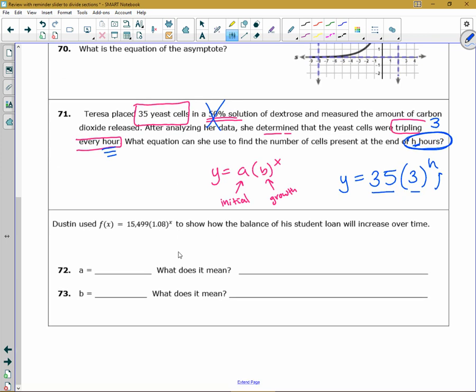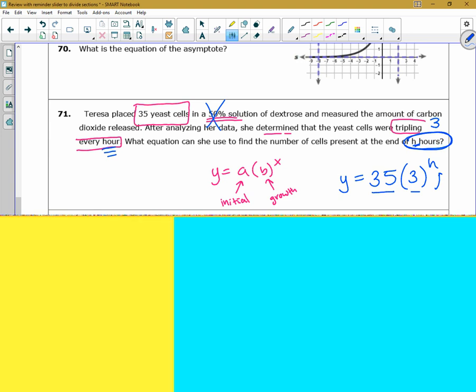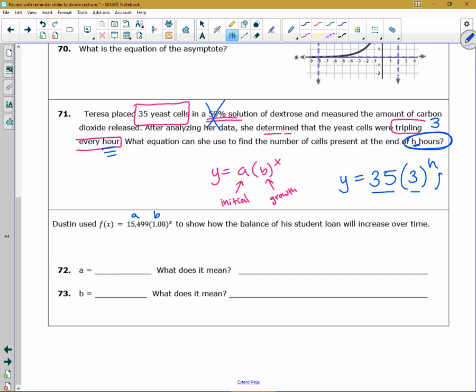All right. Dustin used f of x equals 15,499 times 1.08 to the x power to show how the balance of his student loan increased over time. So A, I know is the first part. B is inside there. So my A value is 15,499. My B value is 1.08 for that.